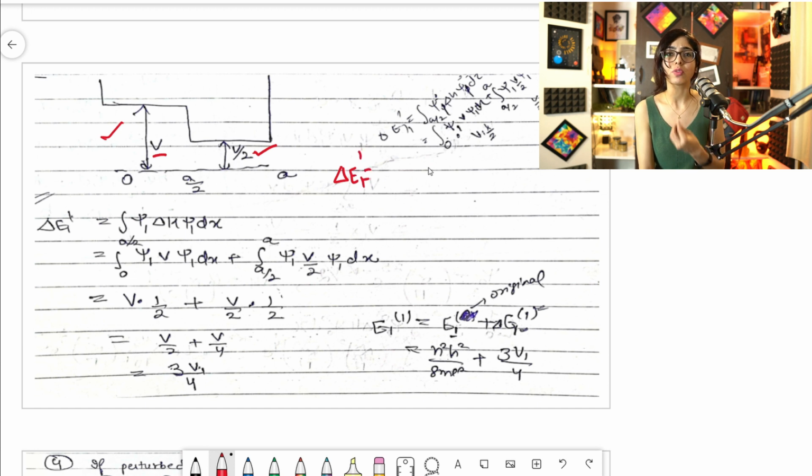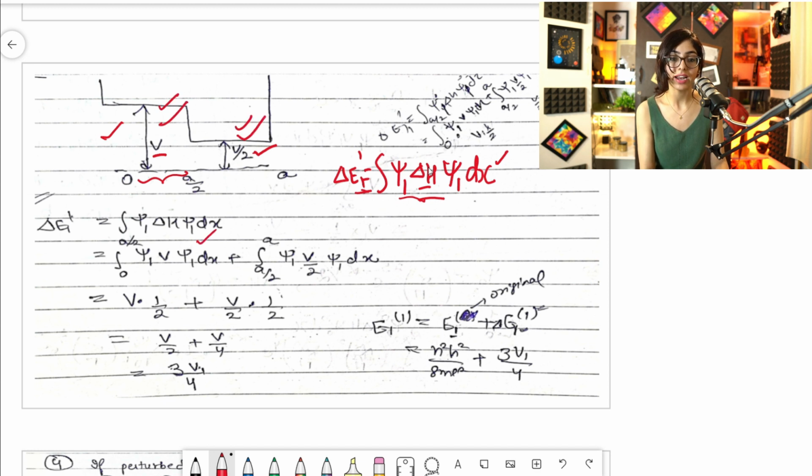What is the basic formula for finding this energy correction? You write the integration of psi 1, the given state, then del H, the change in energy, whatever the perturbed part is, and then again the given state, psi 1, and since it is a 1D box, I will take the volume element, which is dx. Clear? Here it is being perturbed twice, so I will take it twice, once for this part and once for this part, and I'll add them. Can you see, I've written it twice, so I'll add them. Simply, if it is 3 times, you will write it 3 times.